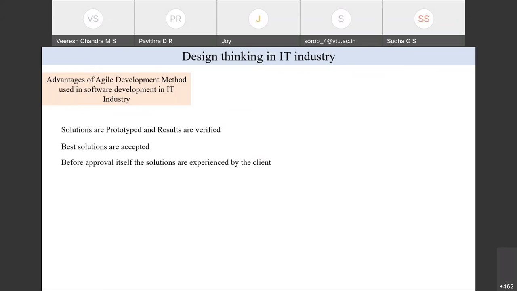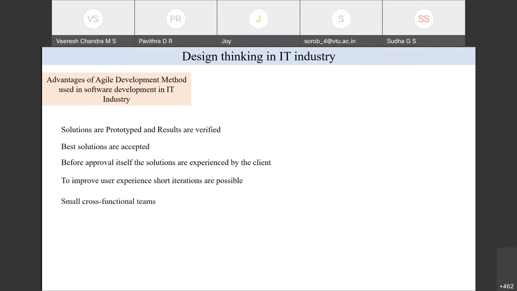So giving him a final product, giving him pieces of the product, and giving a space for improvement. So better improvement can be given to that particular product. Before approval itself, the solutions are experienced by the client. To improve user experience, short iterations are also possible. So in order to improve the user experience, shorter iterations, instead of having three sprints, let us have even shorter iterations, and the improvement can be focused on.